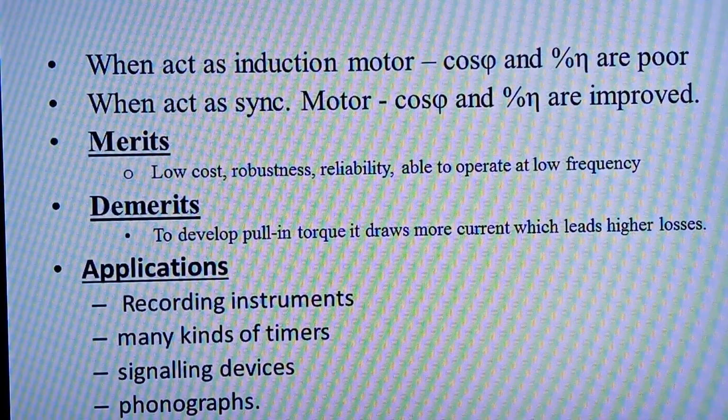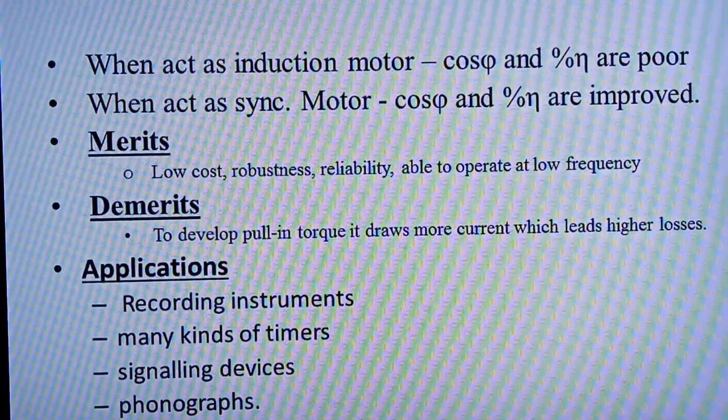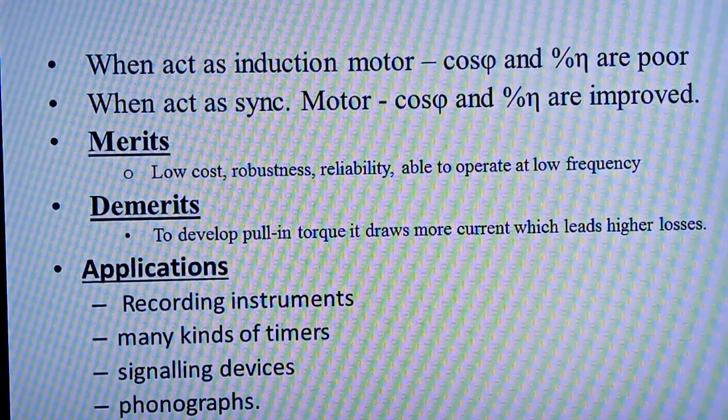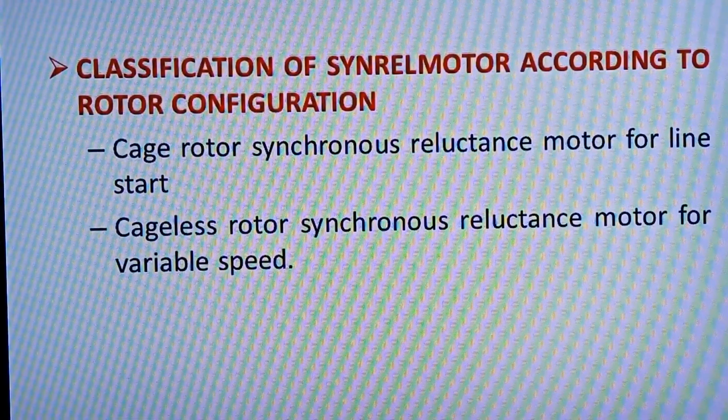Then the applications: recording instruments, many kinds of timers, signaling devices, phonographs. In those kinds of variable speed applications, we can use this synchronous reluctance motor. Then classification of synchronous reluctance motor according to rotor configuration. There are two possible configurations, such as cage rotor and cageless rotor synchronous reluctance motor for variable speed.